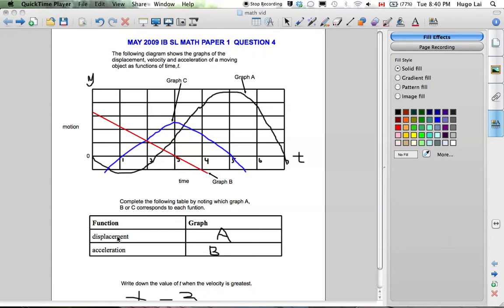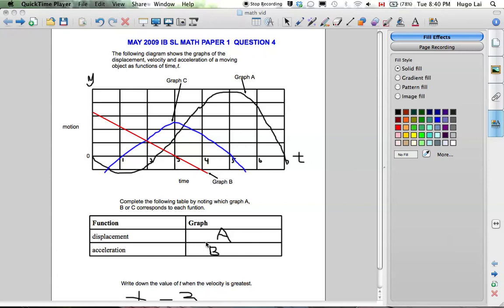So it asks for displacement and acceleration. So since graph A is the cubic equation where x has the highest exponent, then it is the original function. So therefore the first derivative would be graph C, which is the velocity, and the second derivative would be graph B, which is acceleration. So thus the displacement function is graph A and the acceleration function is graph B.